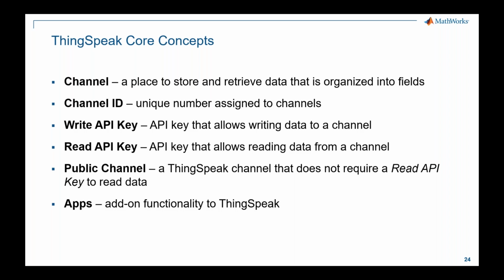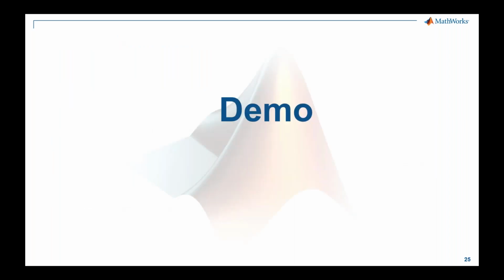And if you choose to keep your channel public, you won't require an API key to read information from the channel. But if you want to write information into a channel, we will have a specific API key. So again, as I said just now, the channels can be configured to be either public or private. And also we have plenty of apps on ThingSpeak as add-on functionalities. I'll show what apps are available and what can be done in our next demo.